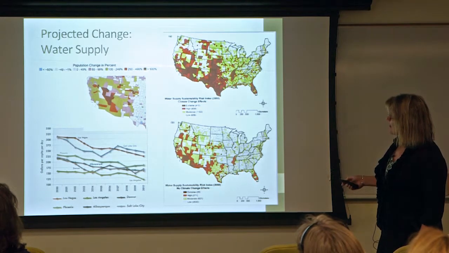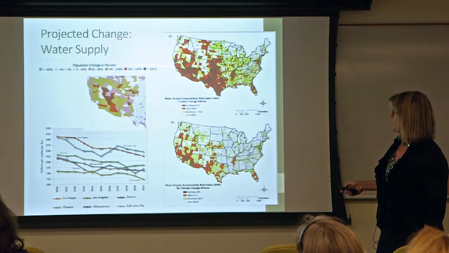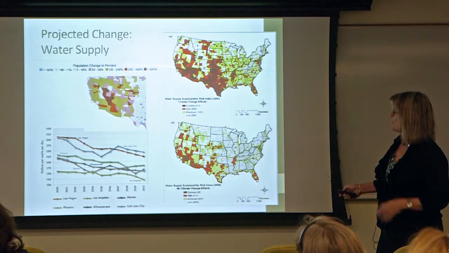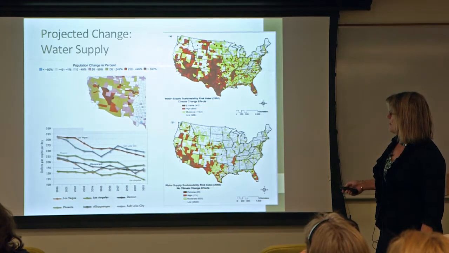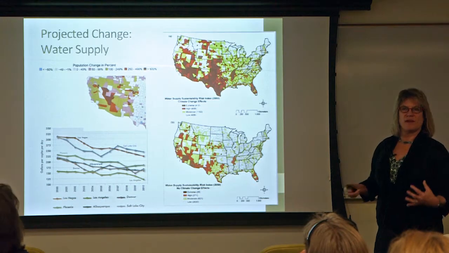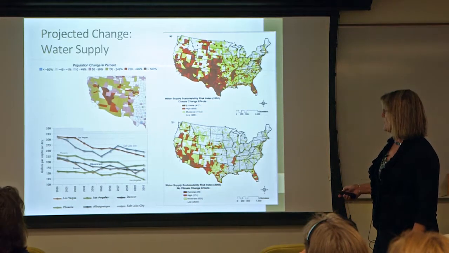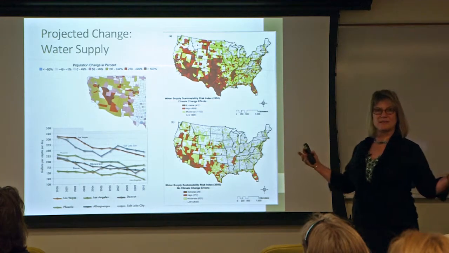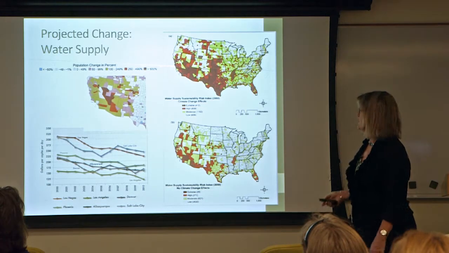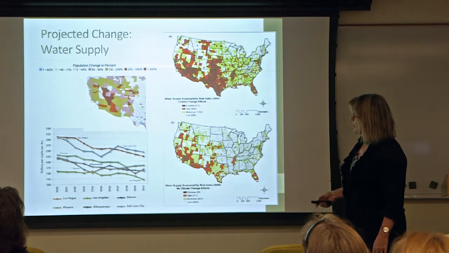At the same time, we have this population growth. This is the percent change in population, I believe, between 1970 and 2010, so it's a little outdated, but you can see that this region has a lot of population growth in it, a lot of people moving to the cities of the Southwest. So that is colliding with this water supply change.